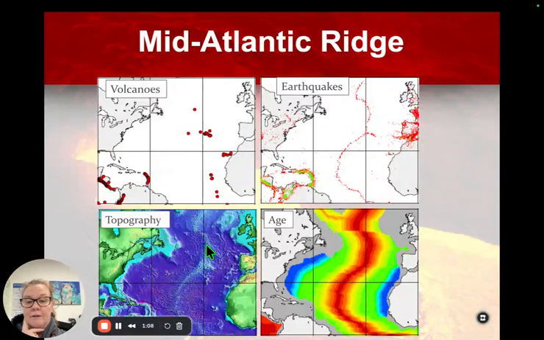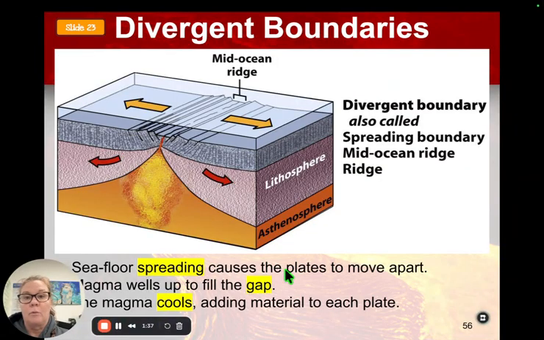Here's the topography. This is what that mountain range looks like, and then how it moves away from that middle part, and then the age of it. So the older is on the outside, the very young parts of the earth are there along the middle. So new crust is being created here. It is not being created over here. So it moves the continents away. That's how that works.